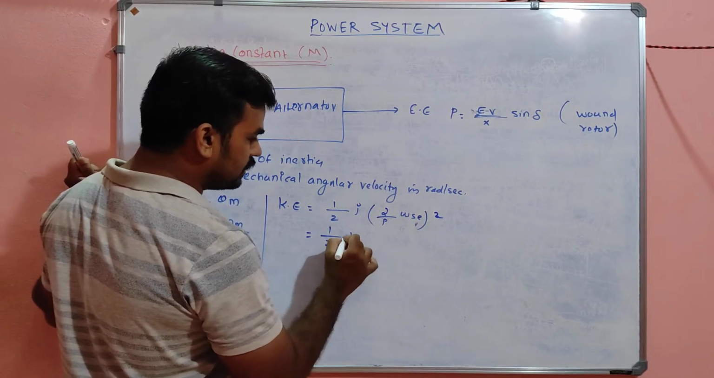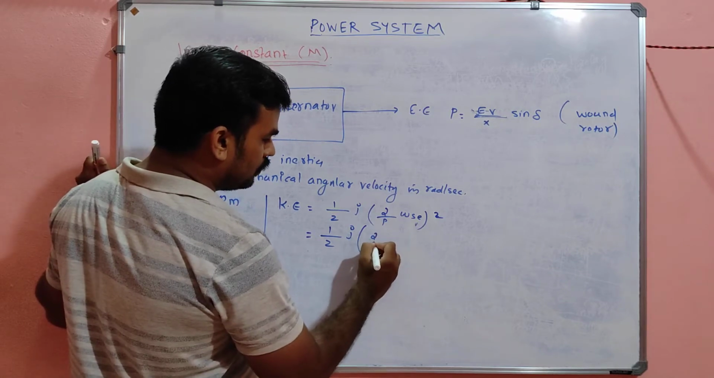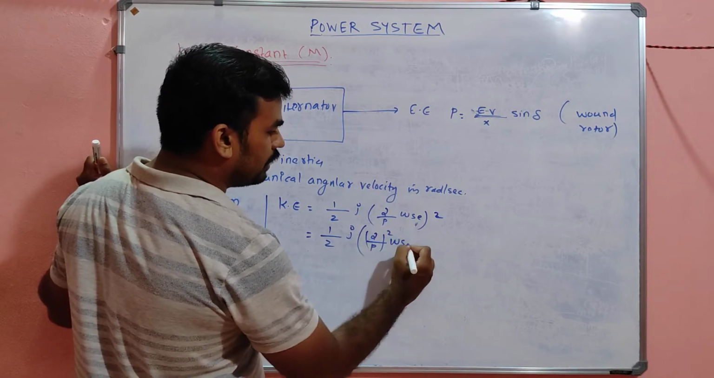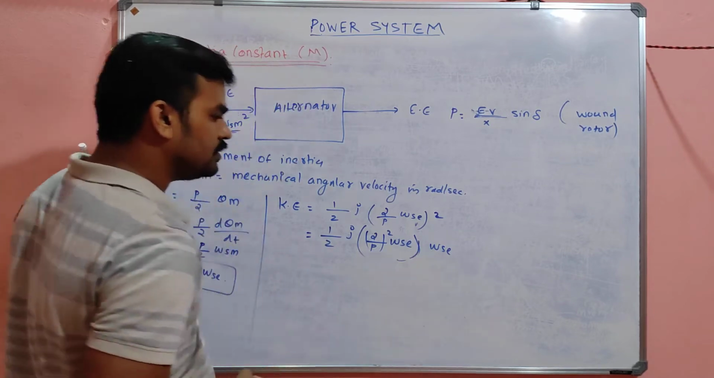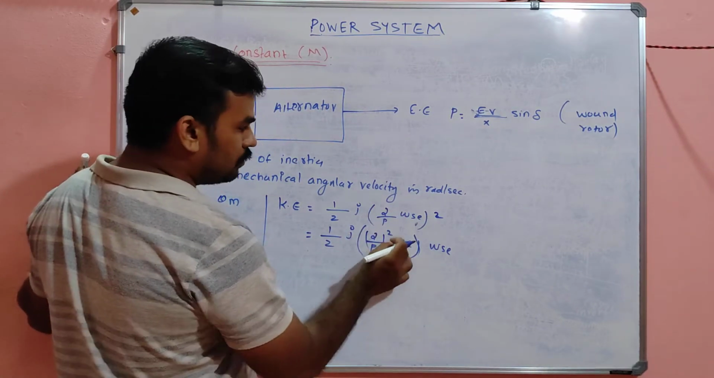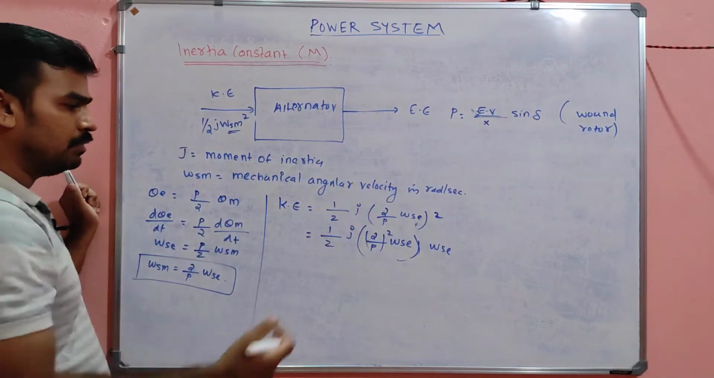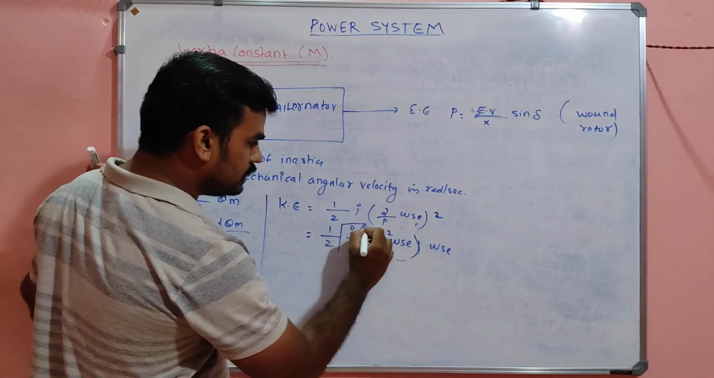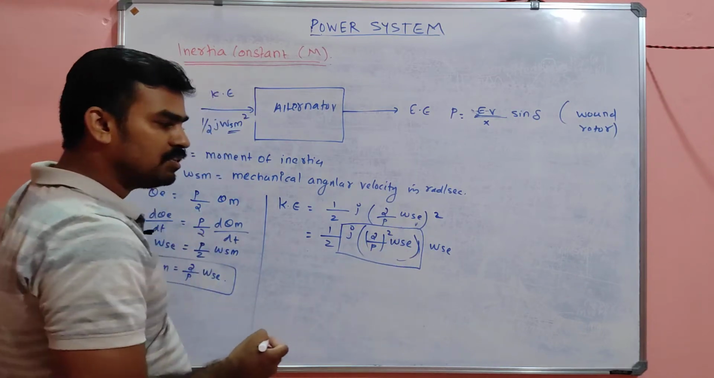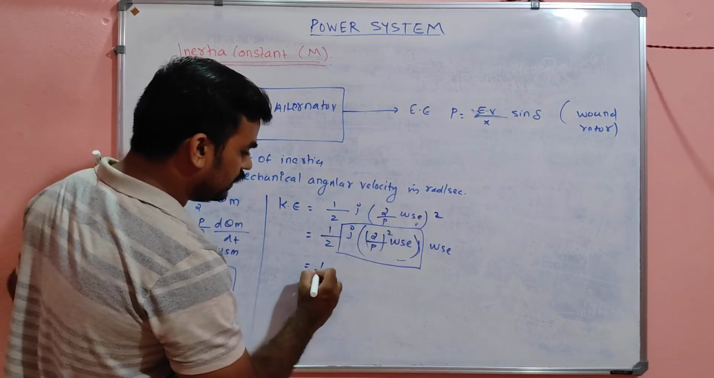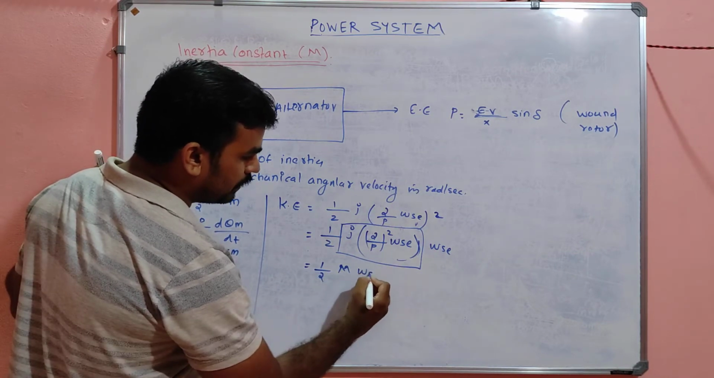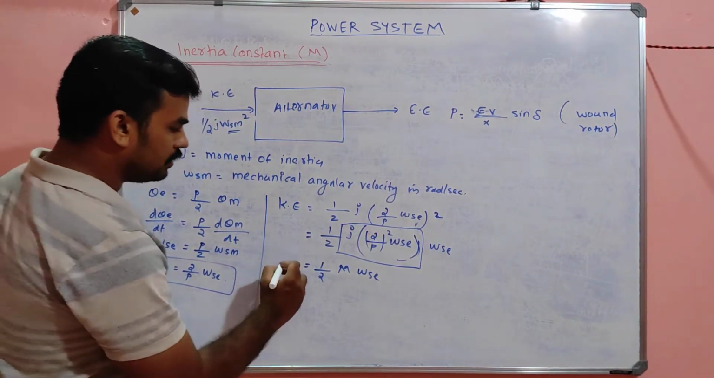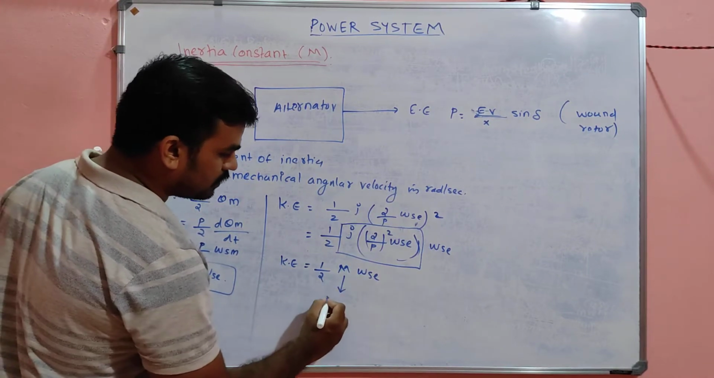Or simply I can rearrange this as half into J into 2 by P the whole square into omega se into omega se. I took 2 by P the whole square, one omega se inside, and one beyond the bracket. So J into 2 by P the whole square I can represent simply as M, giving half into M into omega se, which is the kinetic energy K, where M is called the inertia constant.